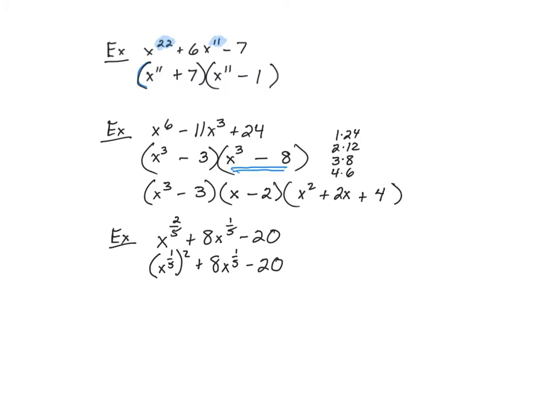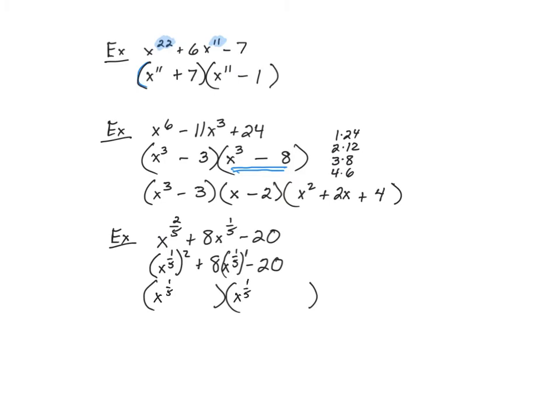X to the 1/5 squared, x to the 1/5, and technically that's raised to the first power, and then we don't have a variable at all. So it's quadratic in x to the 1/5 power. But I don't need to make the substitution. Let's just set up our parentheses. And I'll have an x to the 1/5 times x to the 1/5.